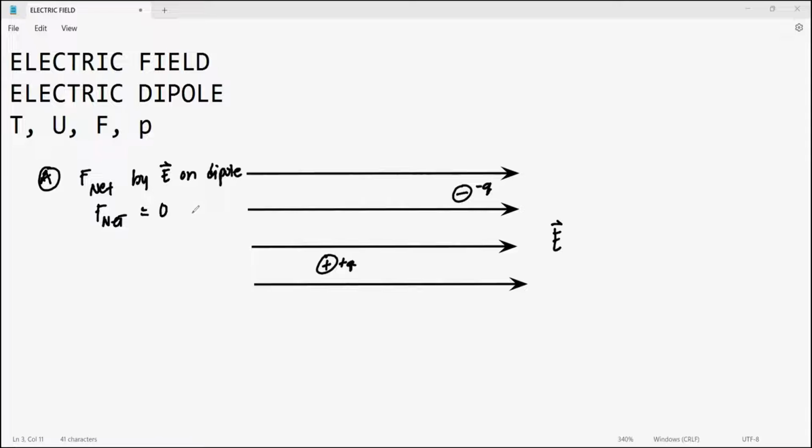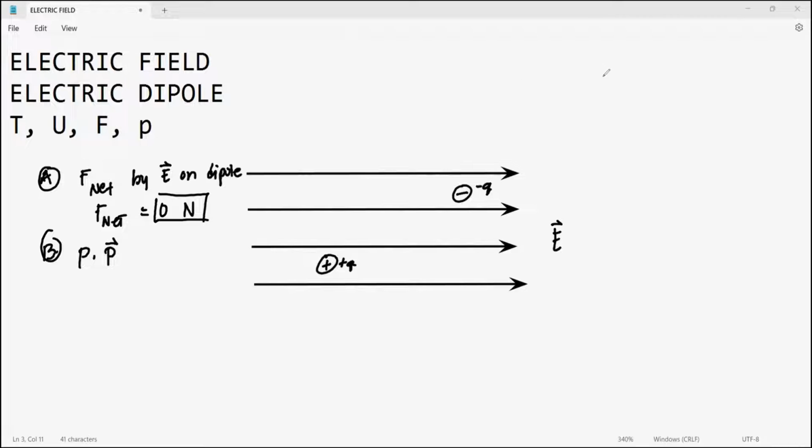Just make sure that you know what zero Newton. For letter B, we're asked for the magnitude and direction of the electric dipole moment. So we need the magnitude and the direction of our electric dipole moment. First things first, let's have a free body diagram.